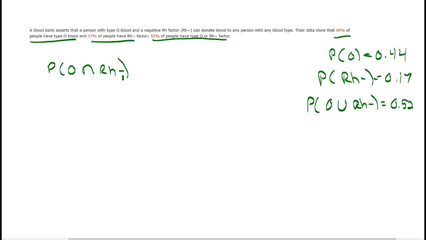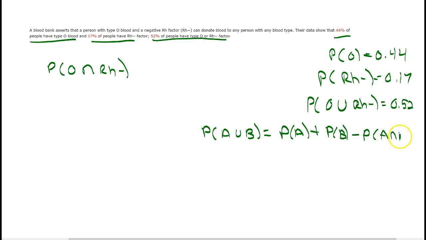So what we need to know is, well, we need to know a few things. The probability of A or B equals the probability of A plus the probability of B, subtract or take out where they overlap or the intersection, which is the probability of A and B. Okay, so we're going to use this to figure out what we have and what we don't have. So I'm going to just substitute in. We're looking at O and Rh negative.